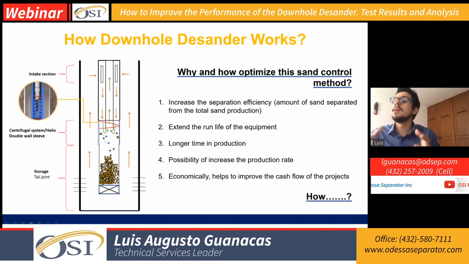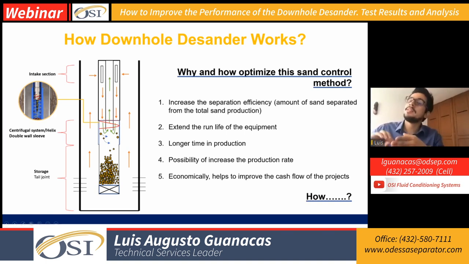So now, the question that we care about right now is why and how to optimize these sand control methods. Well, we need to optimize this because of the separation efficiency. That means the amount of sand we are going to separate with the desander, compared with the total sand production. Doing this, we can extend the run life of the equipment, right?